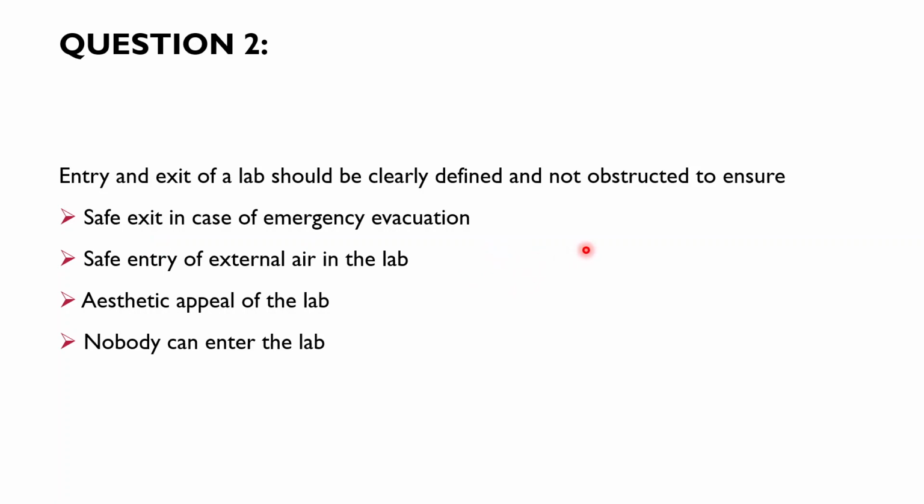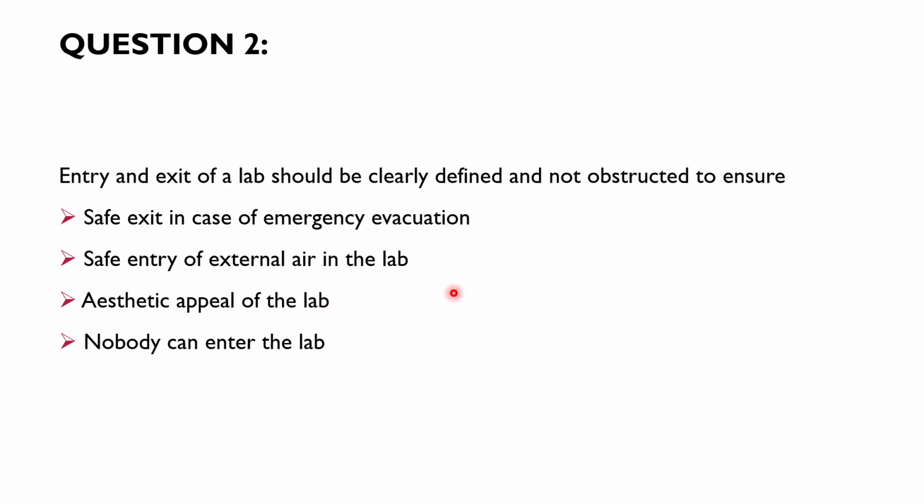Now let's talk about the second option, safe entry of external air in the lab. We have already discussed that the cell culture room is prepared in such a way that it will prevent the entry of outside air into the lab. So of course this is not the right option, because our aim is to prevent the entry of external air into the lab.